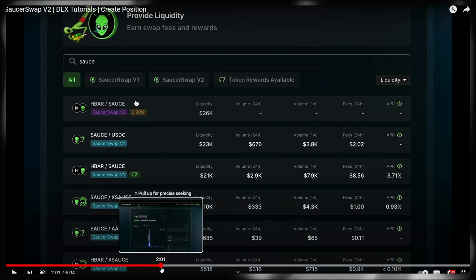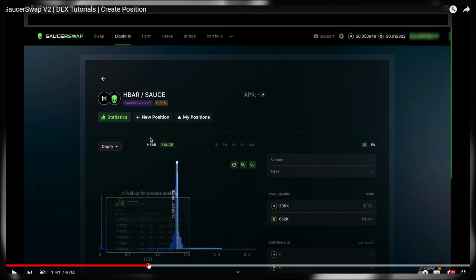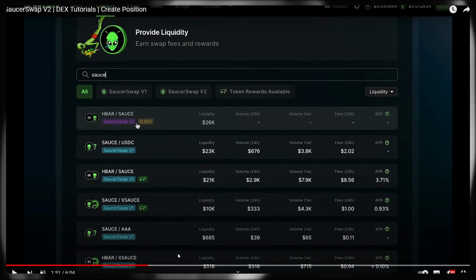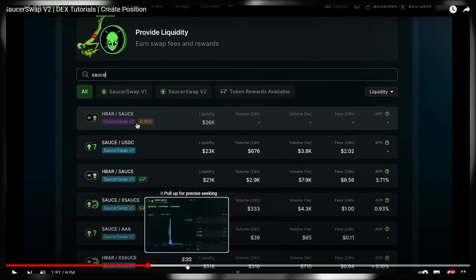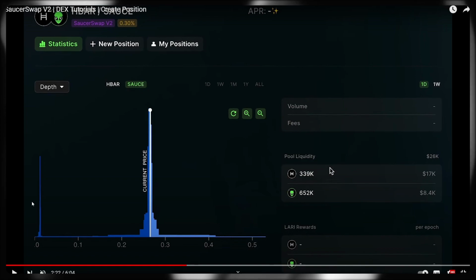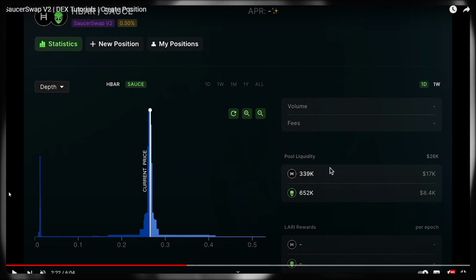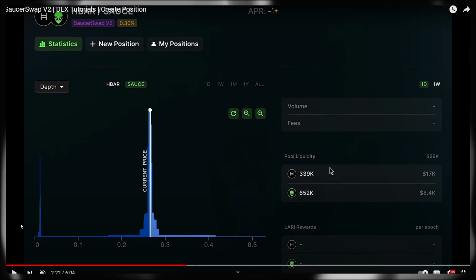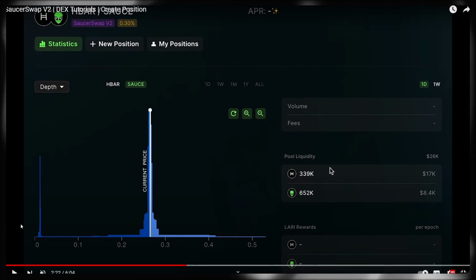The bit that I really wanted to focus on, though, as we can see, they effectively go through and click on a particular pool. Here it is, the HBAR and SAUCE pool. So once they enter into this particular pool, you can see this new style of depth chart that we can effectively see. The white line denoting the current price itself. And of course, we've got ranges out to the extremes of different prices that we could potentially see.